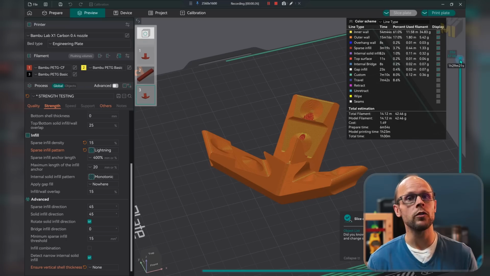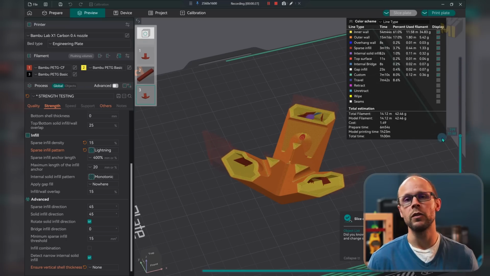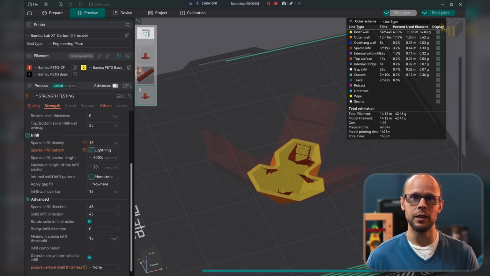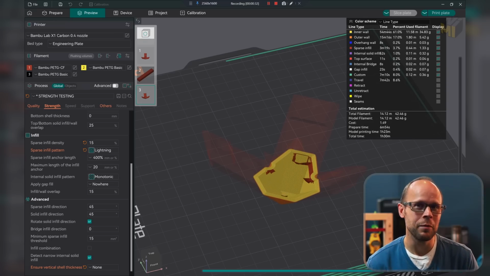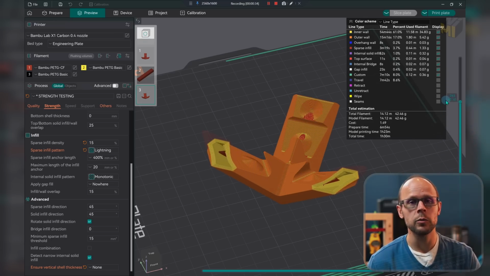Now we're going to have thick walls and we're going to have a very minimal amount of infill to provide the support that we need. The goal is to waste as little time and material on the infill as possible and to keep the walls and the tops and bottoms as thick and as dense as we can.